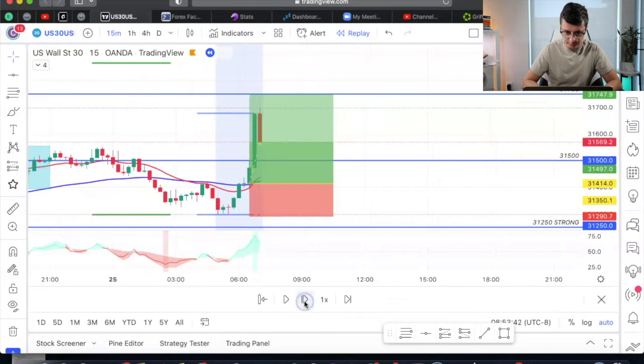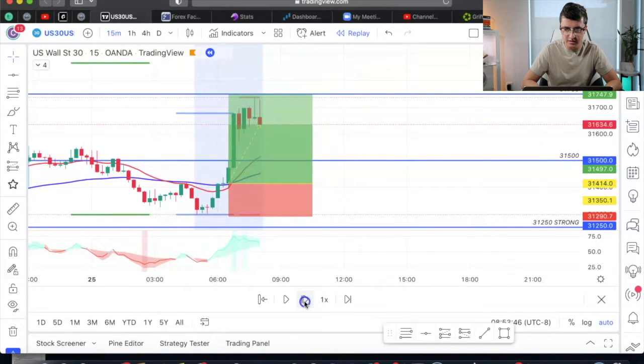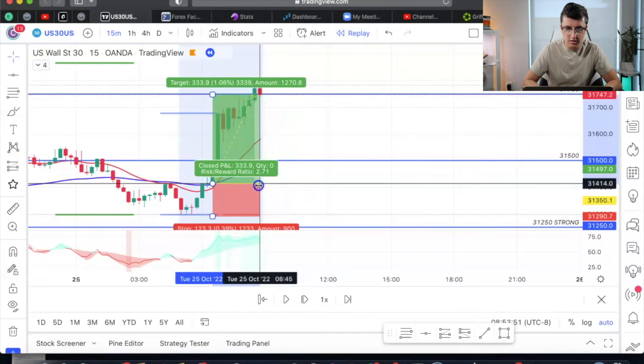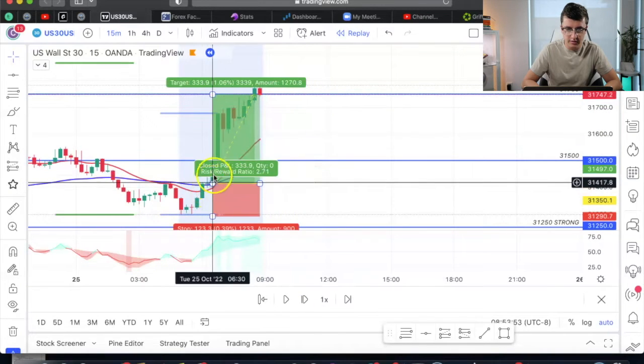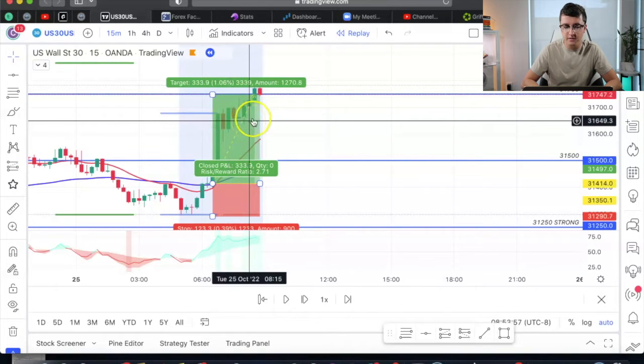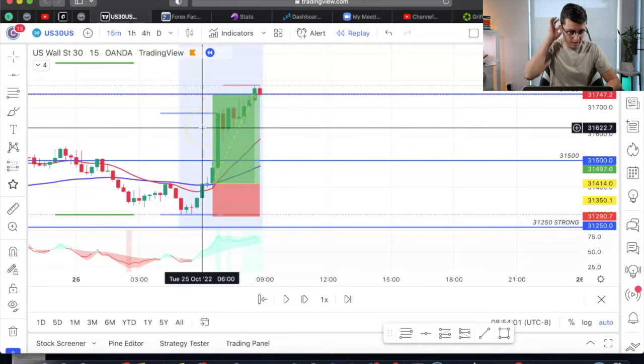There we go. Like I said, it might take a little time to hit that TP. There we go, TP hit right here. So the duration of this trade was about 2 hours and 15 minutes. Not bad. So the next day is Wednesday.